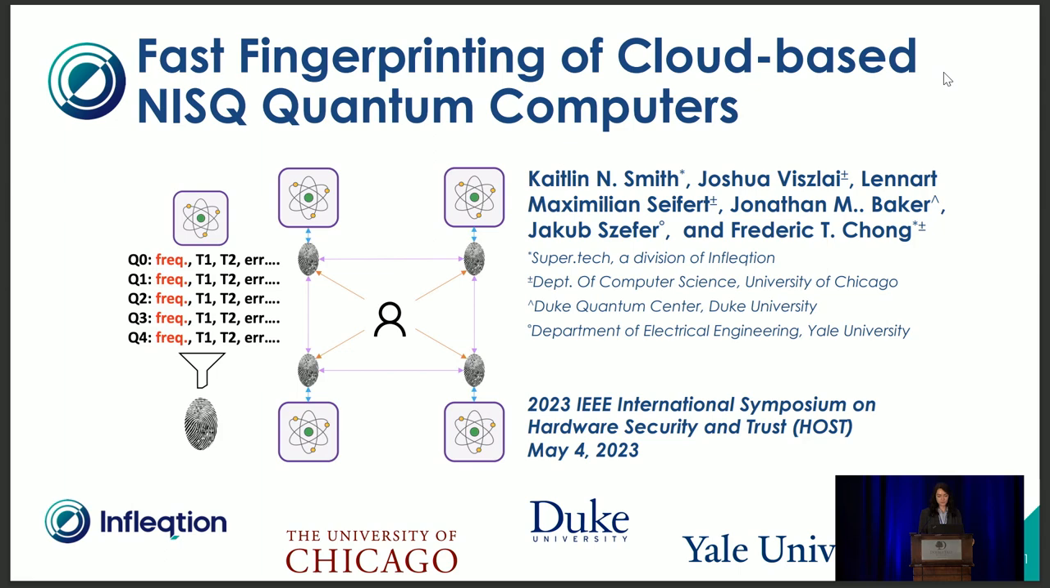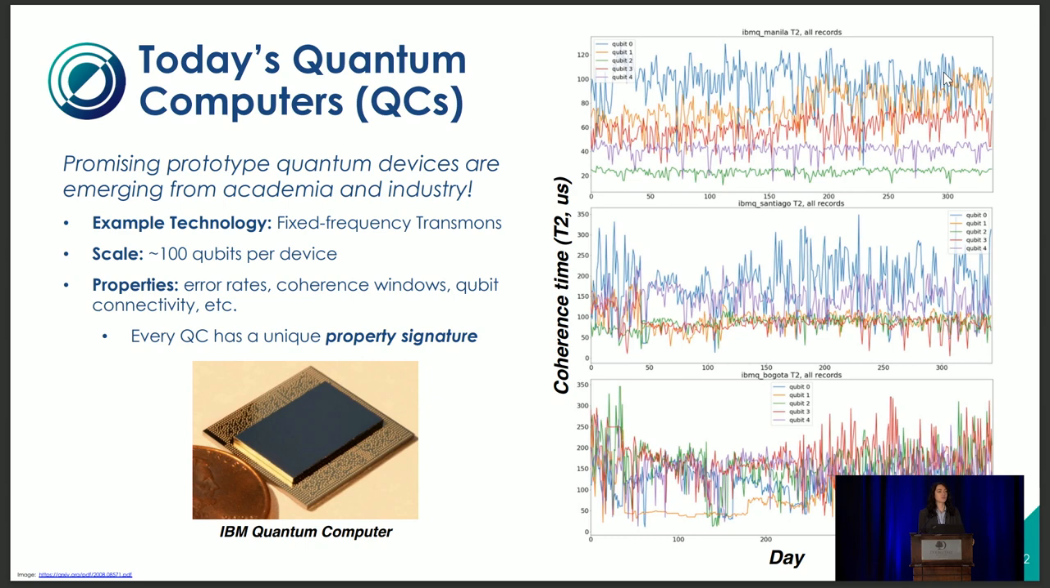So let's discuss today's status of quantum devices. We have a lot of very promising prototypes emerging out of both academic and industry labs. A lot of research dollars are going into these devices, so we should be thinking about security when we're thinking about them. To give a little insight into how these devices operate, it's very sporadic. We've got some example technology featured here. As a disclaimer, this talk is going to focus on the IBM family of quantum devices, but these techniques will extend to other technologies as well.